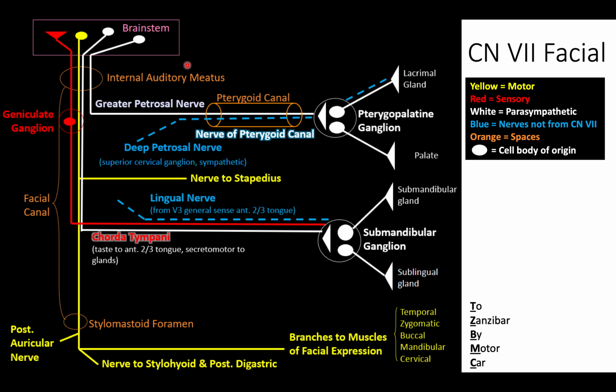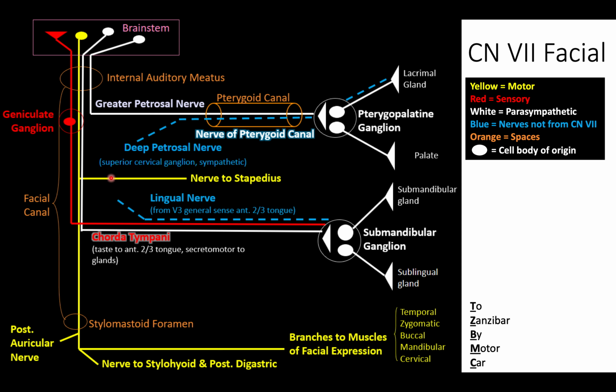So let's go to the motor now. The motor's in yellow, so we go through the internal auditory meatus, and we're going to give off a branch, which is a nerve to the stapedius in our ear. We continue on down through that facial canal and out the stylomastoid foramen. We're going to give a branch to the posterior auricular nerve, and then also the nerve to the stylohyoid and posterior digastric, which are neck muscles. We continue on to give the branches to the muscles of facial expression. So we've got temporal, zygomatic, buccal, mandibular, and cervical. So that's 2 Zanzibar bimotor car.